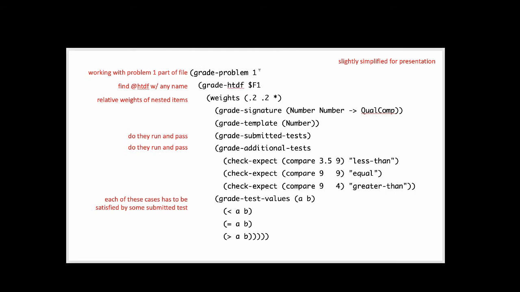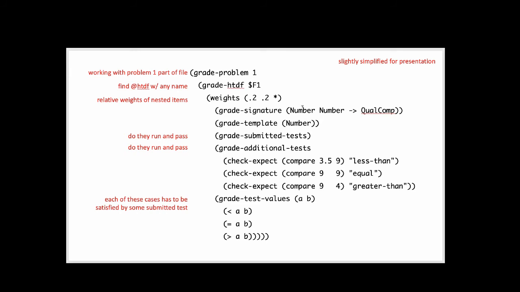This says, okay, we're going to grade problem 1. The next thing we should see is a how to design function recipe for a function. It doesn't matter what the name is. Later on we will care, but here we said we didn't care. Inside of here there's going to be a bunch of items, at least 2, and their relative weights are going to be 20%, 20%, and then divide everything else evenly.